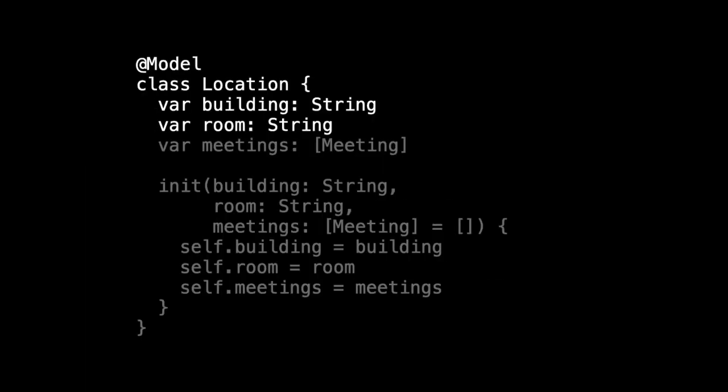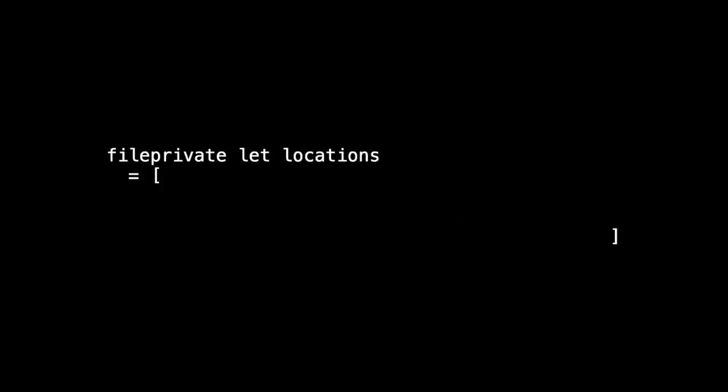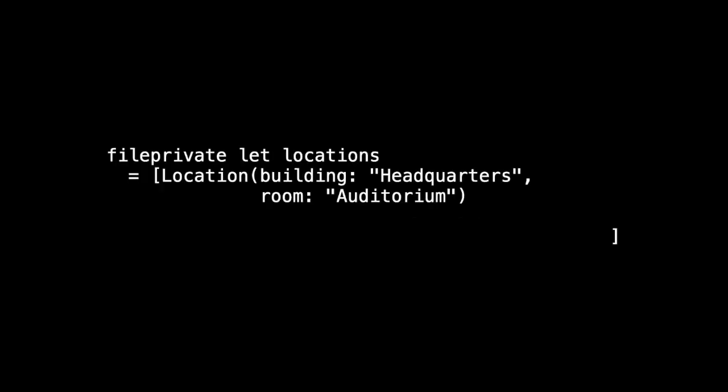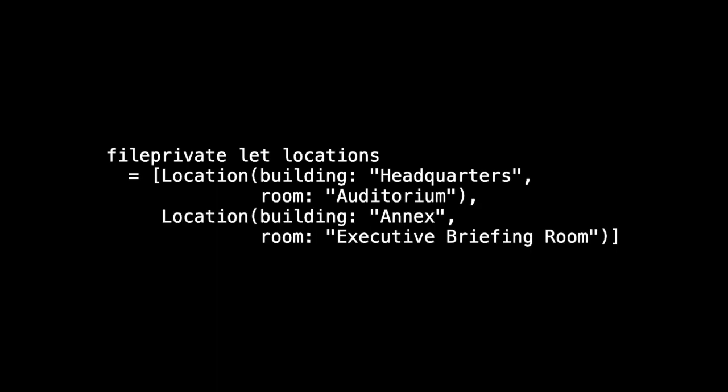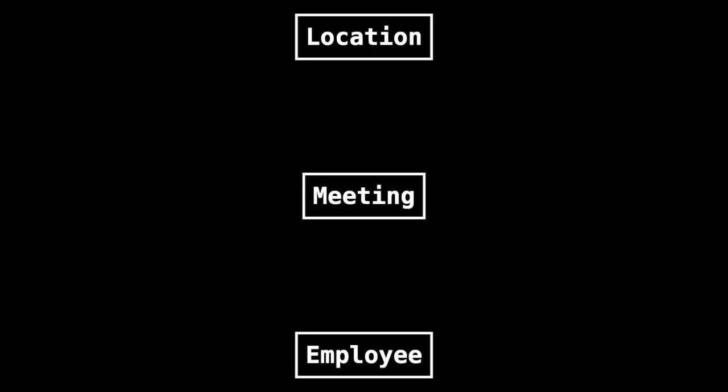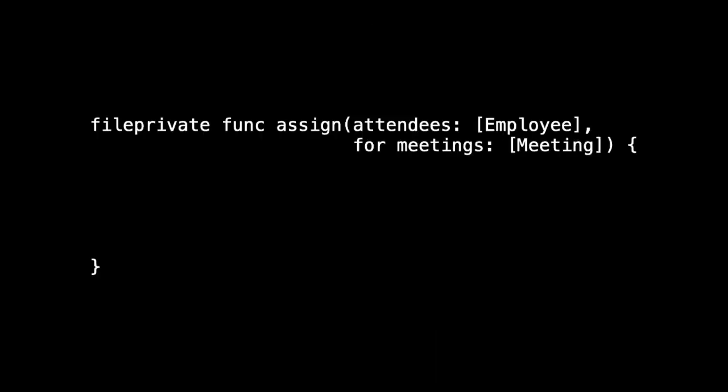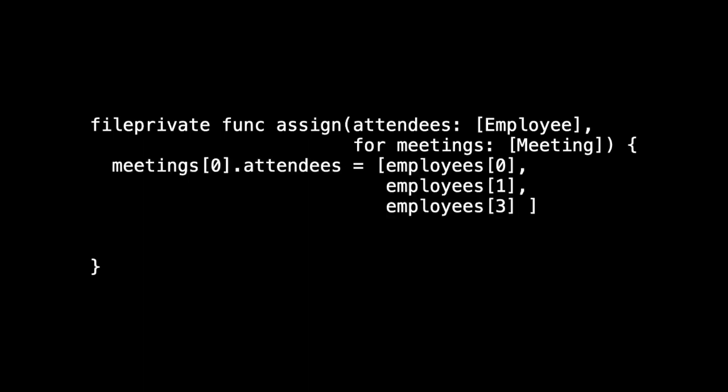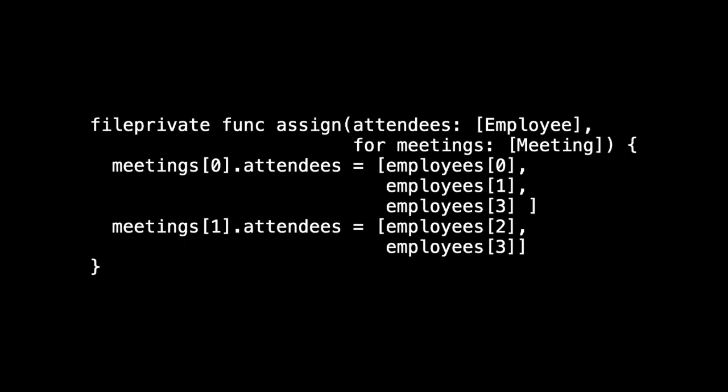And then there's location. A location has a building and a room, so I'll create an array of locations by creating one location for a building and a room, and another location for a building and a room. So that's location, meeting, and employee, but they're connected to each other. A meeting has some number of employees, and an employee goes to some number of meetings. So we can create a method that assigns attendees for meetings. And so meeting 0 might have employees 0, 1, and 3, and meeting 1 might have employees 2 and 3. Poor employee 3 has to go to 2 meetings.